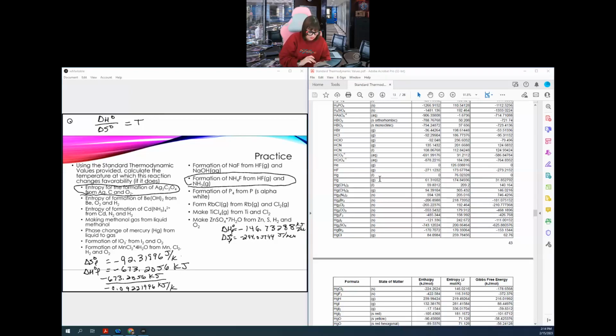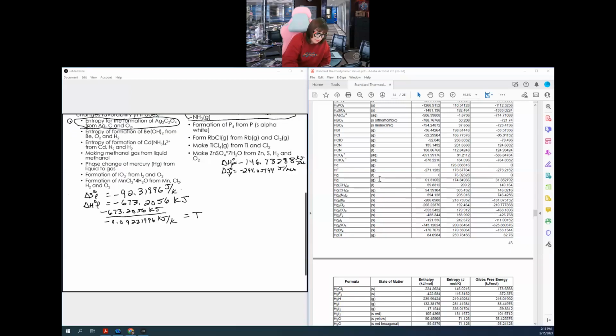So I take my negative 673.2056. I divide it by this answer that I have from before. And then that gives me the temperature, .7292, and I'm going to leave it as 4 digits, Kelvin.